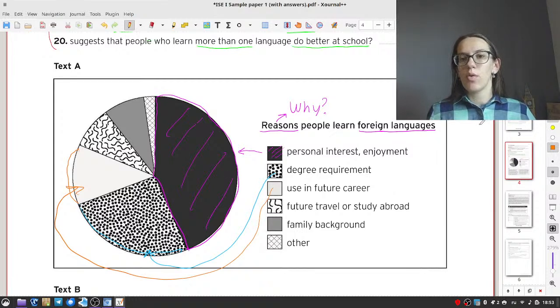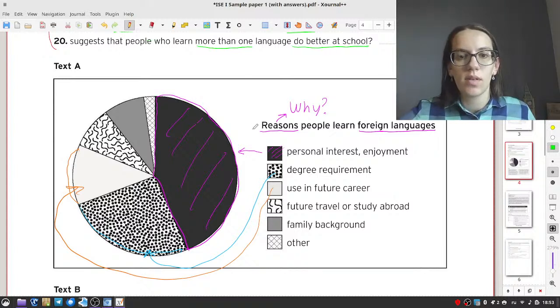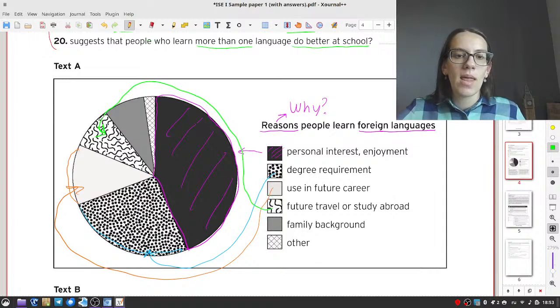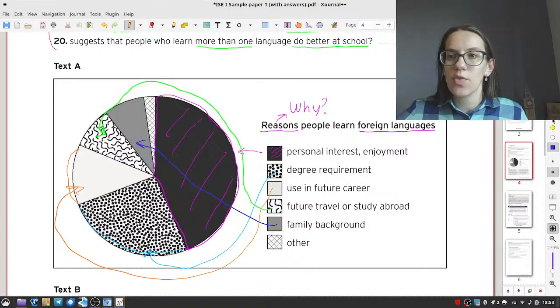Future travel or study abroad. Study abroad, that's this part here. Yeah, this part here, some squiggly lines. Then the grey part. The grey part is about family background. That's here. And finally, the crisscross pattern.